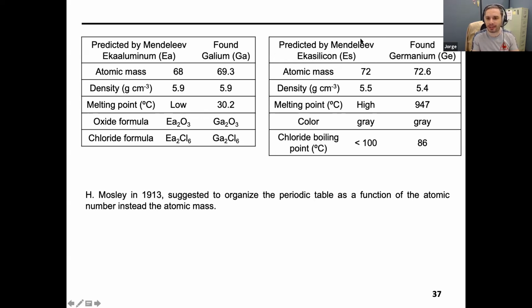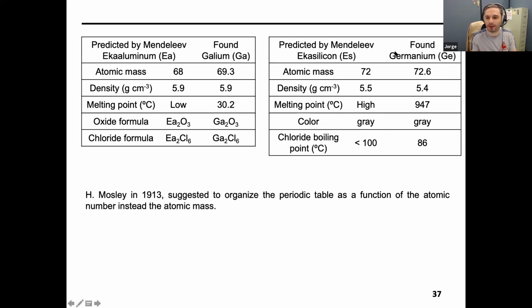Let's take a look at the element with atomic mass 72. Mendeleev called this element Eka silicon, predicted atomic mass 72, density 5.5, high melting point. Even the color of the element was predicted gray, and the boiling point for the chloride with Eka silicon would be lower than 100 degrees.